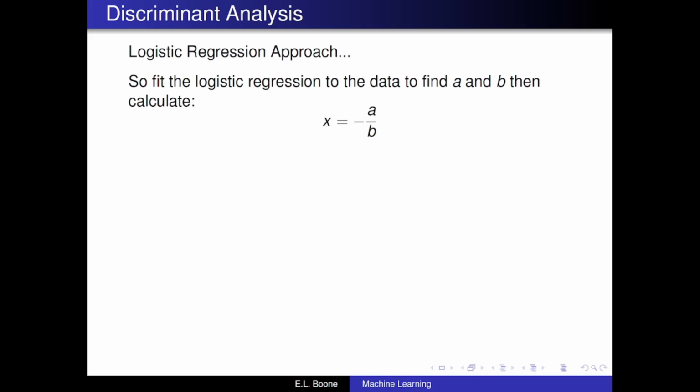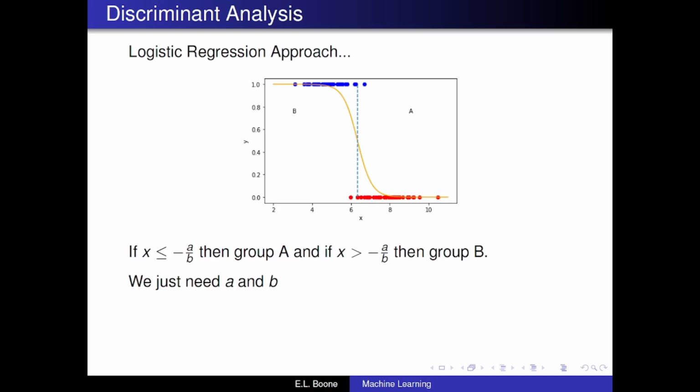But it does require a lot of work that I'm not mentioning, right? We've got to fit the logistic regression, which is not trivial. And then once we have this point X, if the new X we see is less than negative A over B, then it's in group A. And if X is greater than negative A over B, then it's in group B. We just need A and B. That's it. And it will tell us which we have.